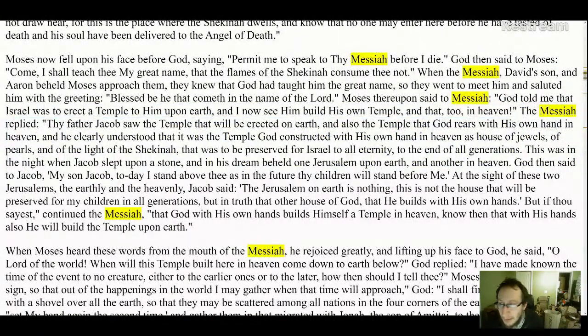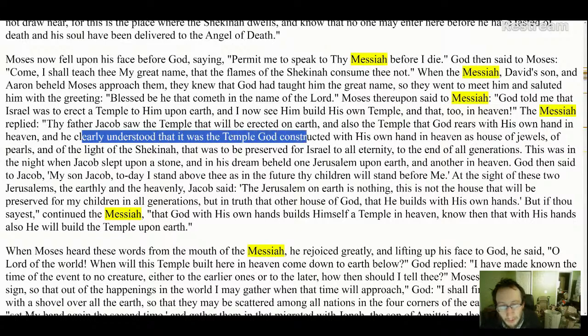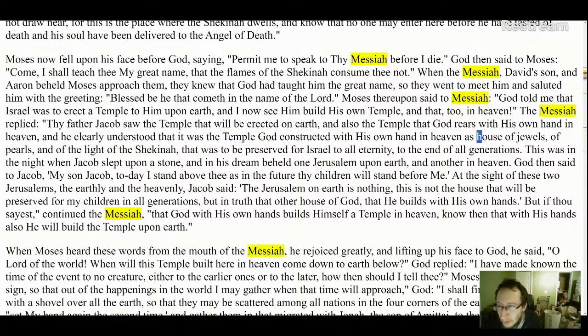The Messiah replied, thy father Jacob saw the temple that will be erected on earth, and also the temple that God rears with his own hand in heaven. And he clearly understood that it was the temple God constructed with his own hand in heaven as house of jewels, of pearls, and of a light that was to be preserved for all Israel to all eternity, into the end of all generations.